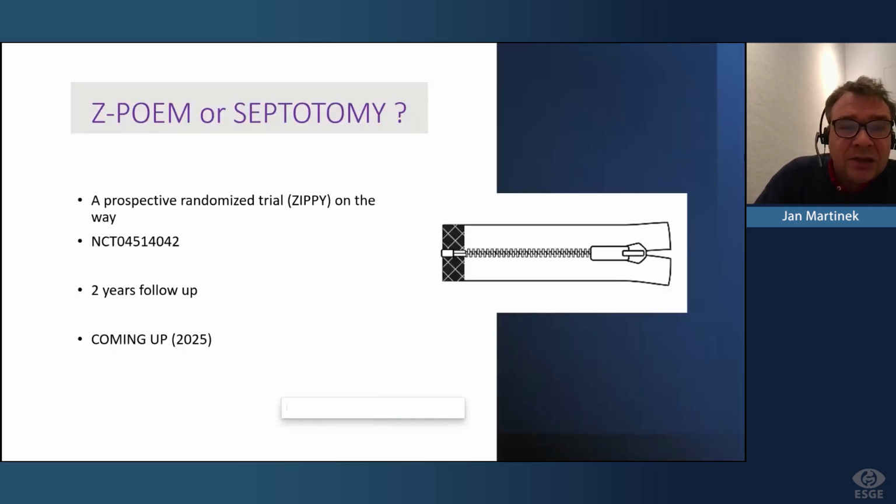Is ZPOM better or worse than septotomy? We don't know. And I do hope that next year we will see the complete results of a randomized trial, the ZIPIT trial. The principal investigator is Michal Kaminsky, comparing septotomy with ZPOM.